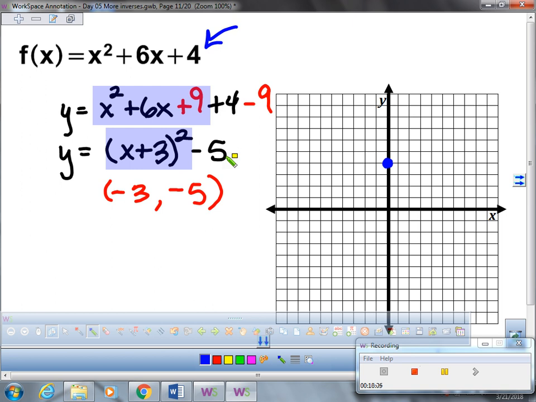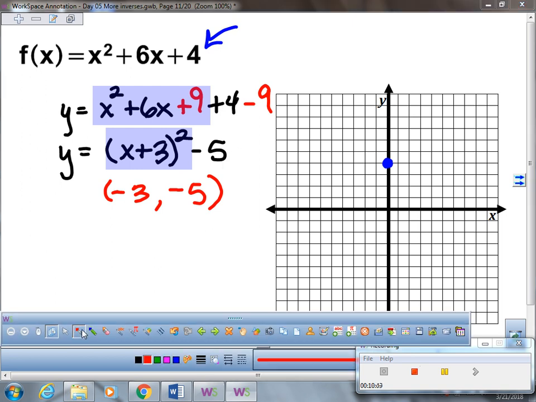So I have a positive 4 and I have a negative 9. That's what's left over. I added the negative 9, right? And I had the 4 left over. So I put those together and I get negative 5. So now it's in vertex form. Negative 3, negative 5. Does that make sense?